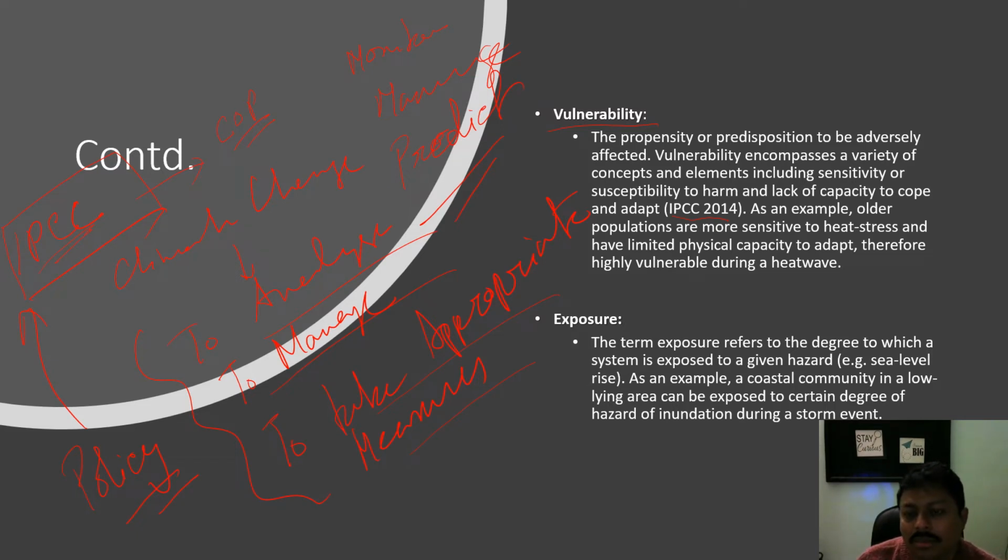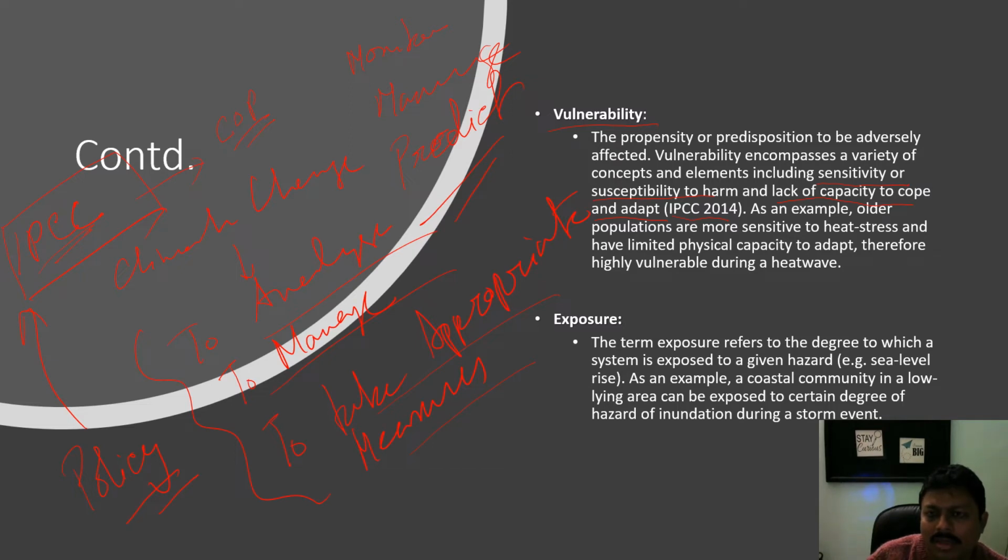And according to this IPCC definition, vulnerability is that which denotes the sensitivity or susceptibility to the damages due to climate change. And not only sensitivity and susceptibility, but also the lack of capacity to cope and adapt to the damages caused by climate change or any other extreme events or abnormal events. This is known as vulnerability.